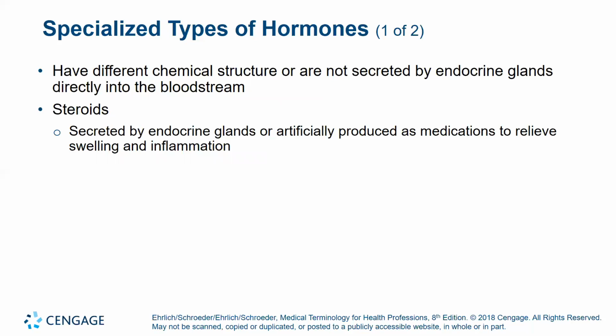Specialized types of hormones have different chemical structures or are not secreted by endocrine glands directly into the bloodstream. Steroids, these are secreted by endocrine glands, and are artificially produced as medications to relieve swelling and inflammation.